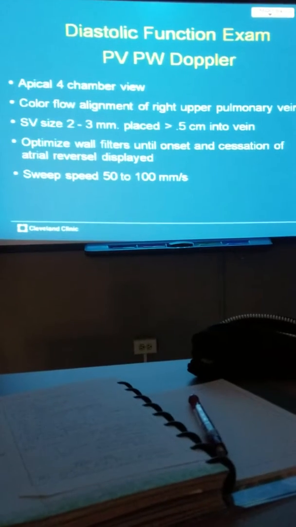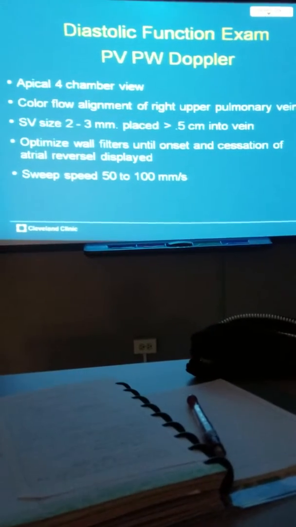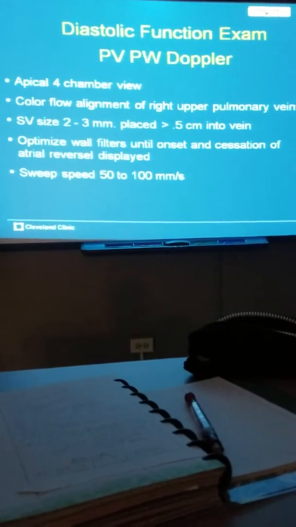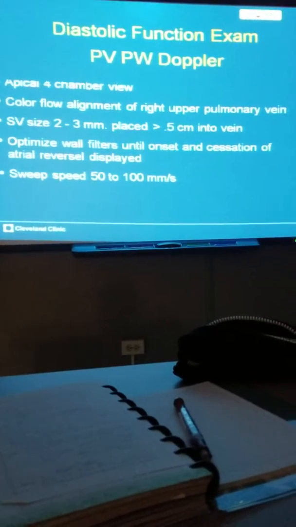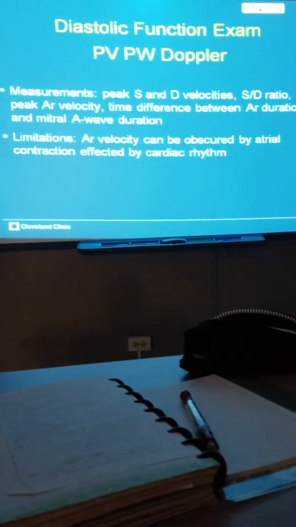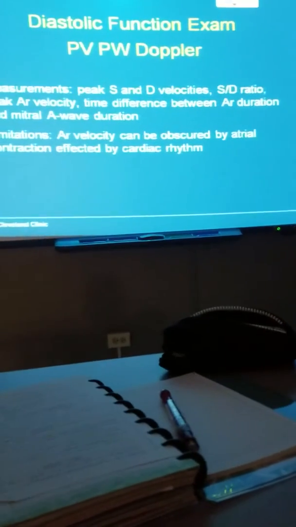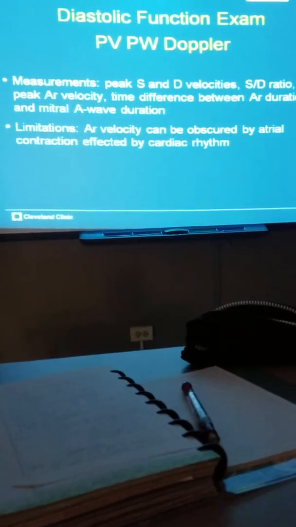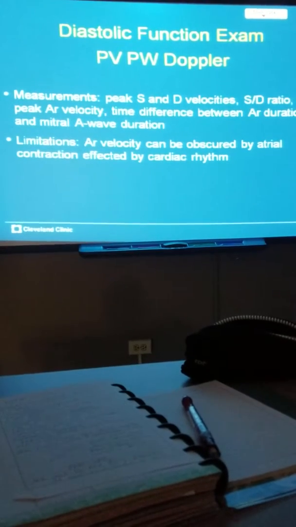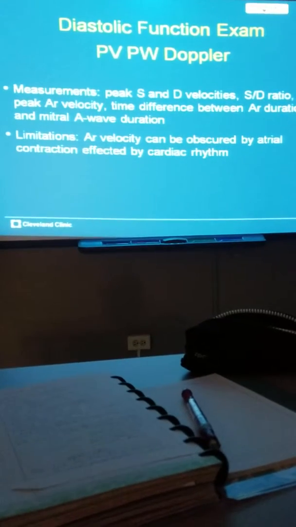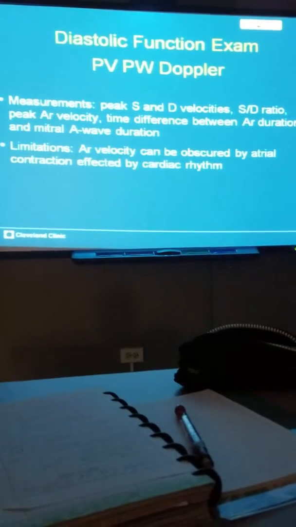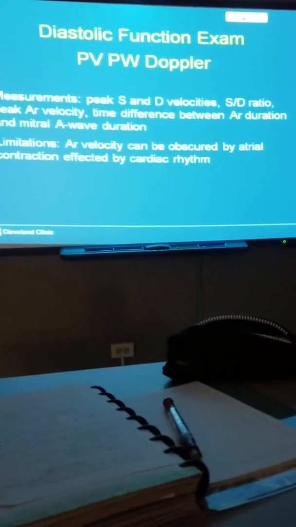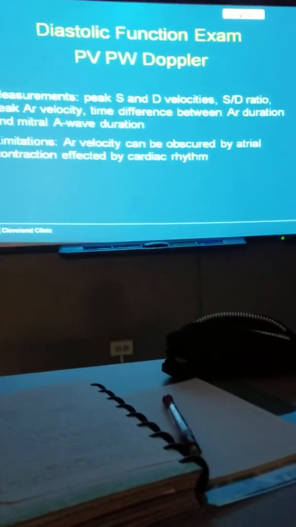You want to optimize the wall filters until the onset and the cessation of atrial reversal is displayed, and your sweep speed between 50 to 100 millimeters a second. From the pulmonary vein measurements, you're going to look at your S, or your systolic, and your D, your diastolic velocities. You're going to look at the ratio. You're going to look at your peak atrial reversal velocity and look at the time difference between atrial reversal duration and the mitral A wave duration.